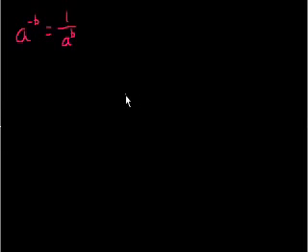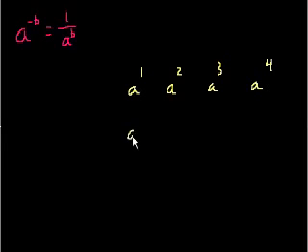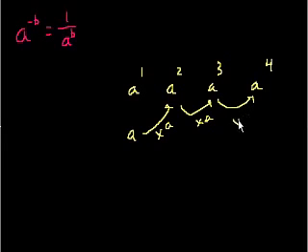So the positive exponents, so you have a to the 1, a squared, a cubed, a to the 4th. What's a to the 1? A to the 1 we said was a. And then to get to a squared, what did we do? We multiplied by a, right? A squared is just a times a. And then to get to a cubed, what did we do? We multiplied by a again. And then to get to a to the 4th, we multiply by a again.